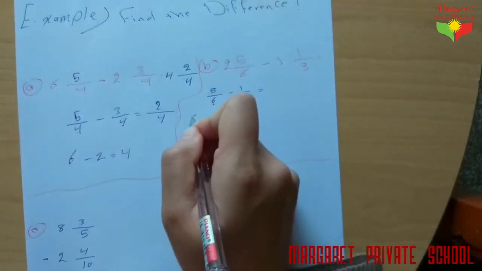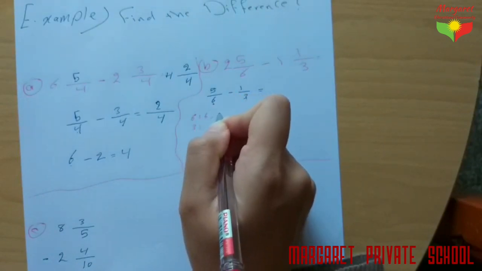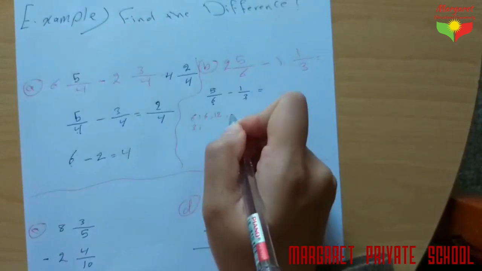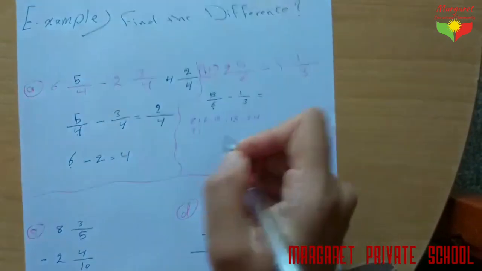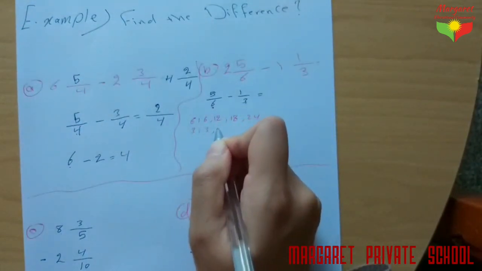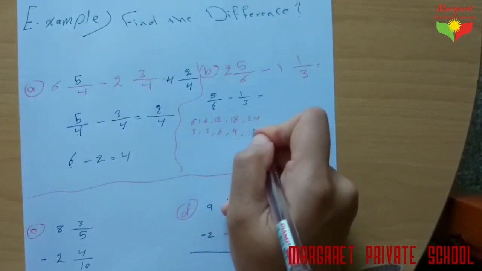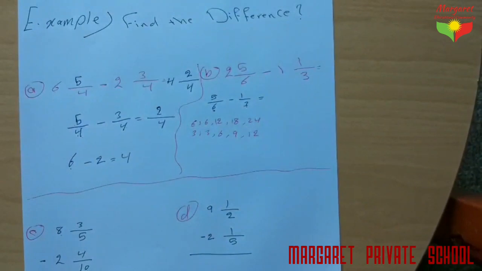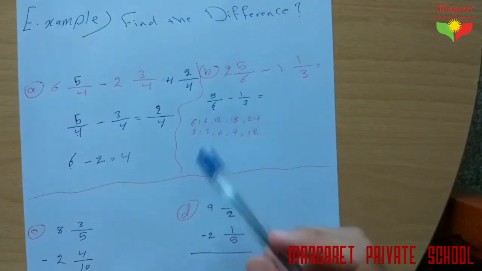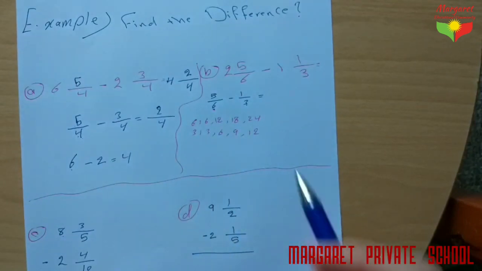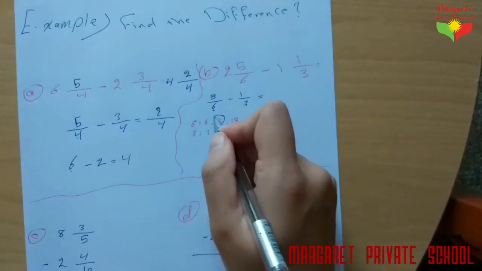Write 6 and 3. 6 times 1, 6. 6 times 2, 12. 6 times 3, 18. 6 times 4, 24. 3 times 1, 3. 3 times 2, 6. 3 times 3, 9. 3 times 4, 12. Wait from here. Between two of them, we have the common denominator and least number. Yes, we have the least common number.